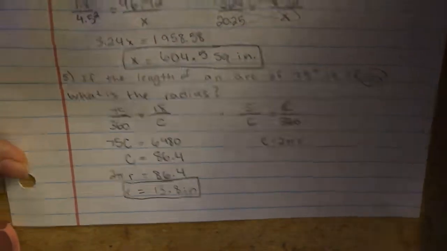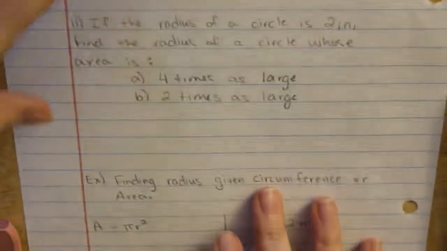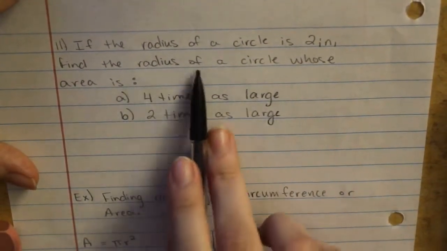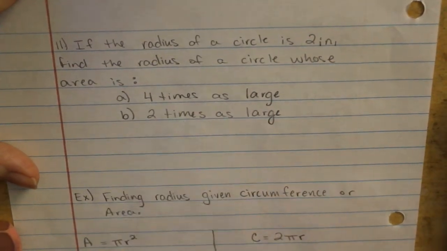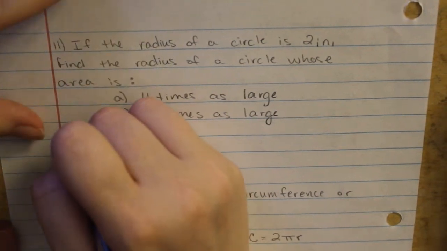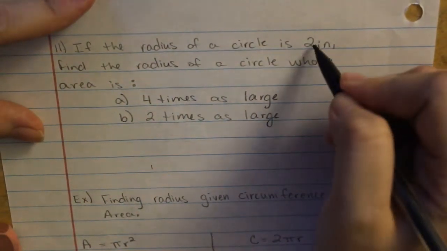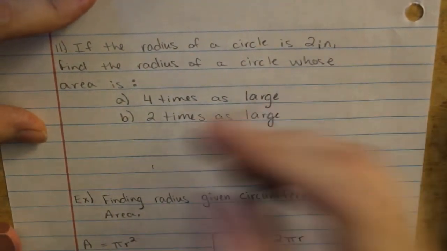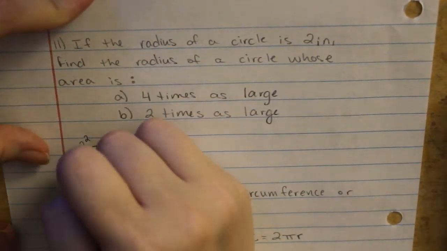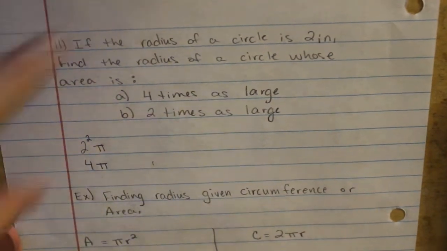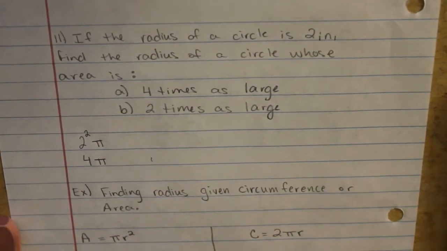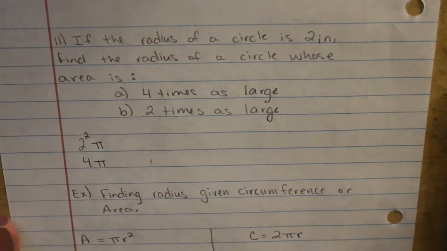Okay, now on the back here, I do have one more example before I get into the little nuggets. If the radius of a circle is 2 inches, find the radius of a circle whose area is 4 times as large. The first thing I need to do is find my first area. That's going to be 4 pi, because it's pi r squared, so 2 squared times pi is 4 pi. I'm going to leave the pi here just so I can show you what is happening. So I've got 4 pi.